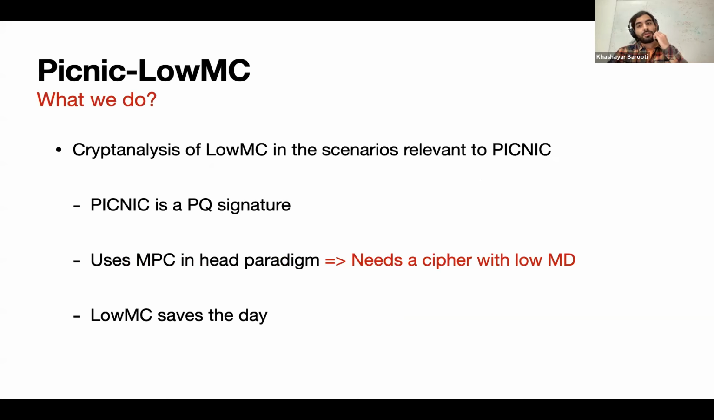So what do we do in this work? We study attacks on LowMC in scenarios that are relevant to cryptanalysis of Picnic. Picnic is a post-quantum signature scheme, which uses the MPC-in-the-head paradigm. Whenever you see the name MPC, you know that you want as few multiplications as you can. So we use block ciphers inside Picnic that have low multiplication depth, and LowMC is designed for this type of use case. So LowMC is used for Picnic.